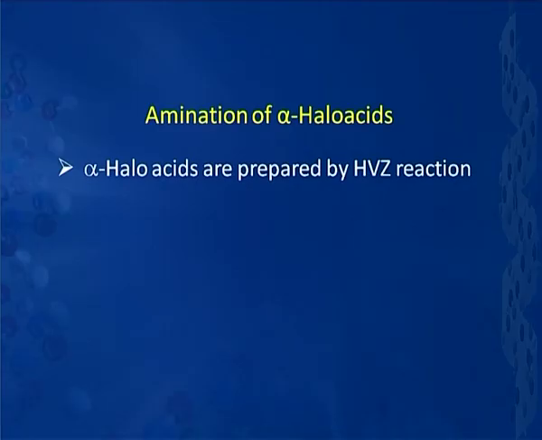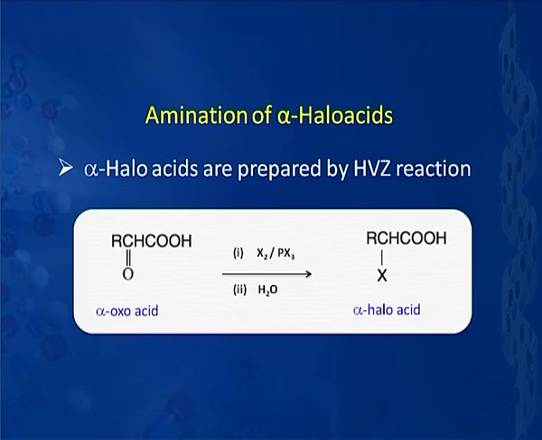The alpha halo acid actually is made by using the HVZ reaction, which I am sure you are familiar with. In this reaction, we take an alpha oxo acid and convert that into a halo acid there. This is a very simple method which you are familiar with.